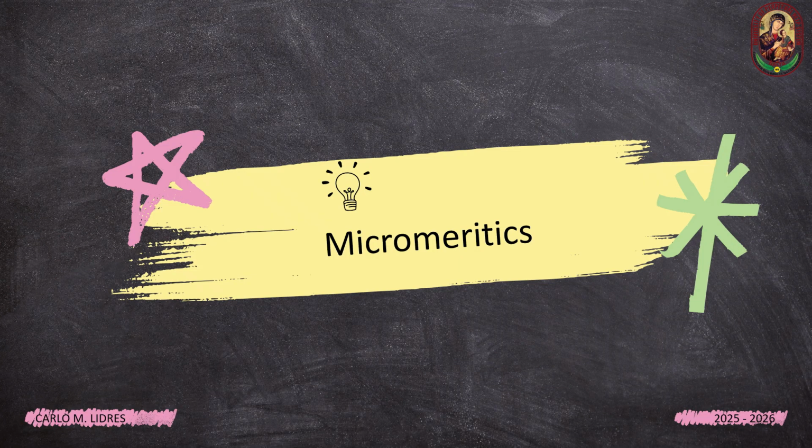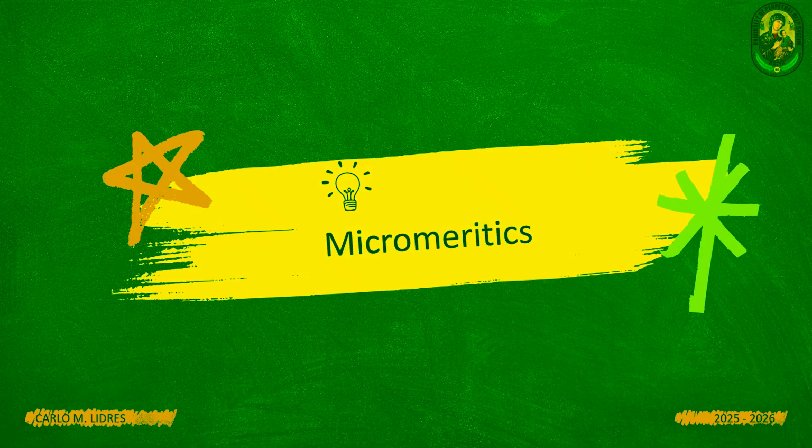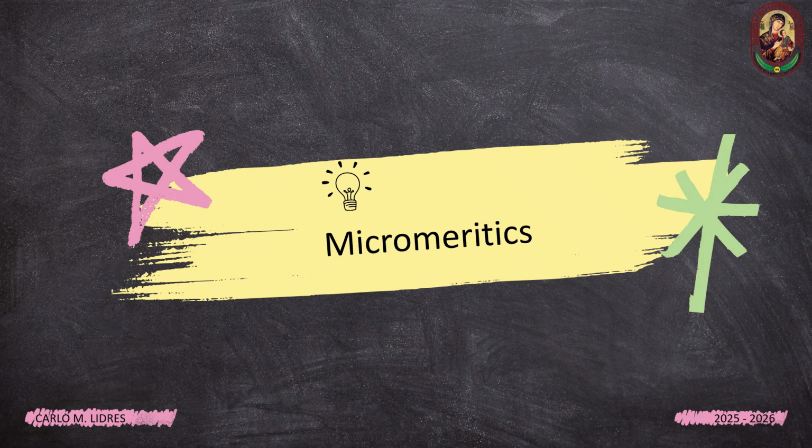Ngayon, pag-usapan muna natin ang micromeritics. Ito ang branch ng science na nag-aaral tungkol sa mga particle properties tulad ng size, shape, surface area, at density. In pharmacy, micromeritics is crucial because the particle size of a drug affects how fast it dissolves, how well it blends in a formulation, and even how effectively it's absorbed by the body.